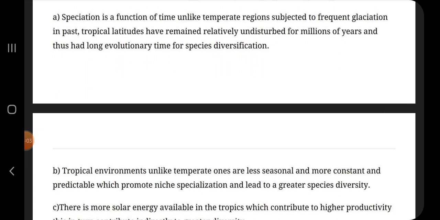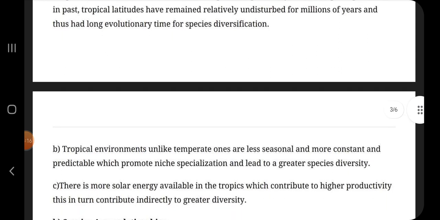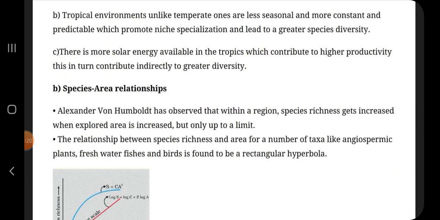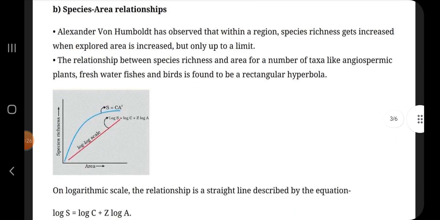Speciation is a function of time. Unlike temperate regions subjected to frequent glaciation, tropical latitudes have remained relatively undisturbed and thus had long evolutionary time for species diversification. Then tropical environments, unlike temperate ones, are less seasonal and more constant. There is more solar energy available in the tropics, which contributes to higher productivity.